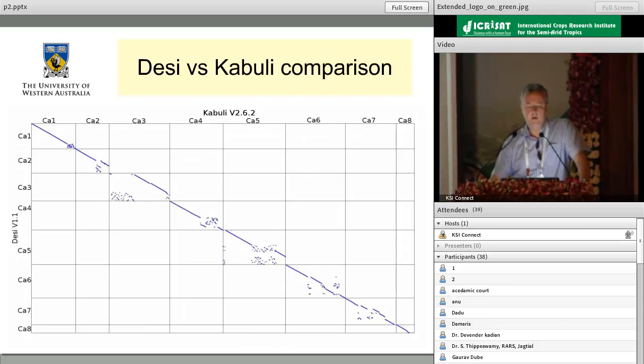When you look at the comparison between the Kabuli and Desi, we are seeing some regions which are not aligning very well. We're not quite sure what's happening here. It could be that there are true differences between Kabuli and Desi at these regions. It could be an issue with the mapping population that we've used, in terms of recombination at these regions. These are the regions that we need to look at in more detail to try to validate it.